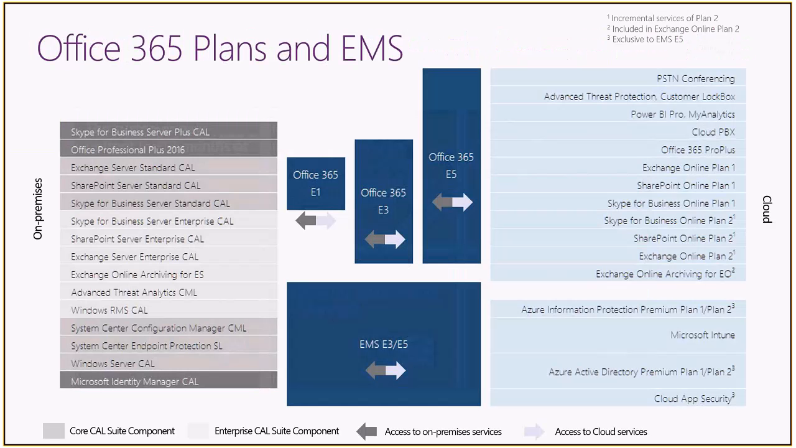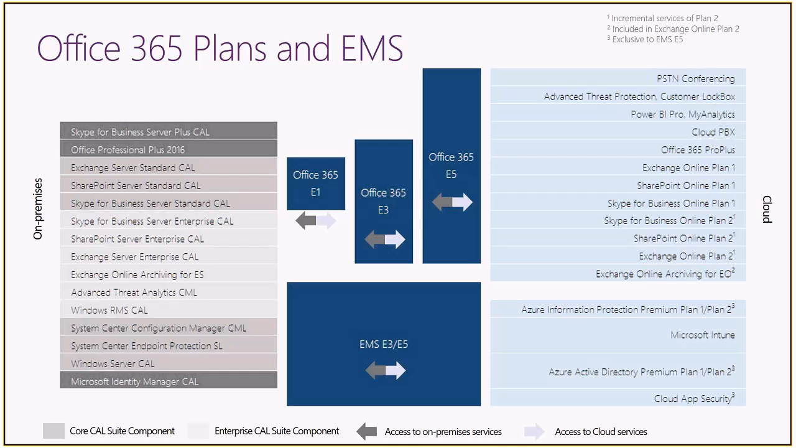So now I want to show you briefly how things line up. You can see here on the left, we've got the on-premises services: Exchange Server, SharePoint Server, SharePoint Server Enterprise CALs, those kinds of things. And over on the right, we've got those cloud services, so Exchange Online, SharePoint Online, and others like Cloud PBX, Power BI Pro, other cloud-specific services. And in the middle, you can see the different suites and how each plan contains different services. That's quite a good way of seeing on one slide what you get in the different plans.